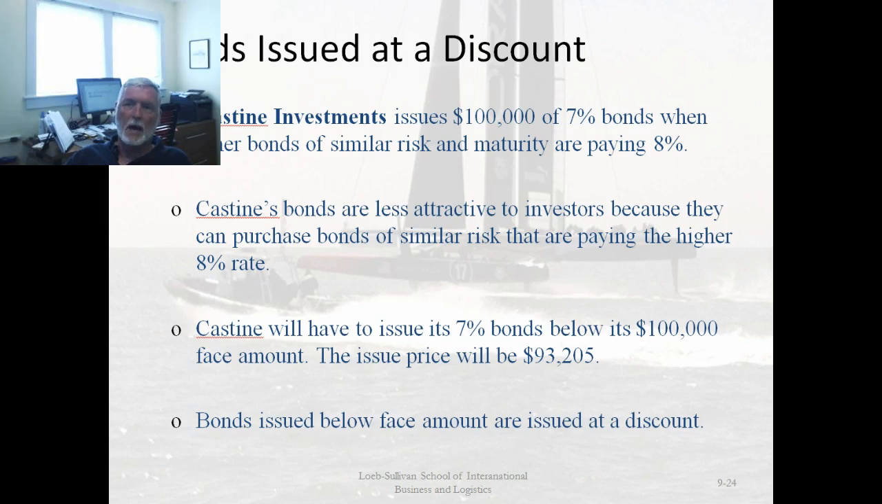In this case, I've done the math. They'll sell those bonds for $93,205, which will yield 8% to the investor to maturity. So the investor will get his or her 8%. They will invest $93,000. At the end of the term, they'll get $100,000 back, and they'll receive $7,000 a year in interest. That's bonds being sold at a discount.